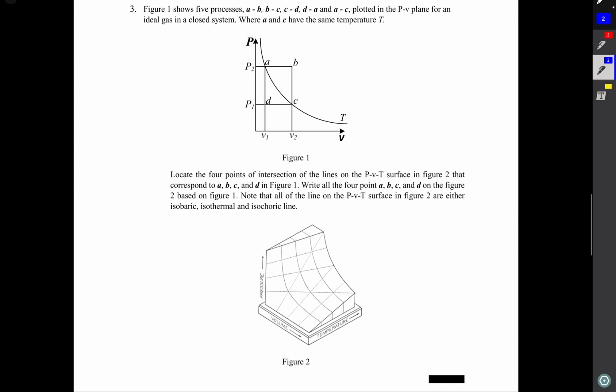So the question asks you to place all these points A, B, C to correspond to the state of the gas, referring to figure 1 and figure 2.